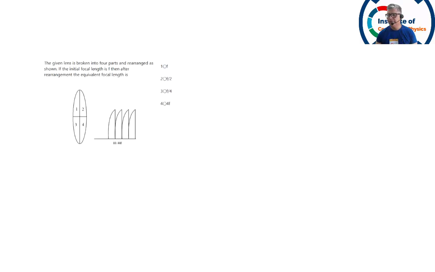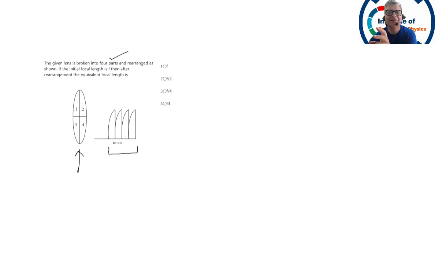All right. So another question from the topic of ray optics. I found this question to be very interesting, actually. And therefore, I picked this up. Let's discuss this. So what you can see in front of you is there is a lens. It is a biconvex lens. And then it is broken down into 4 parts, right? You have to find the equivalent focal length of the new arrangement.